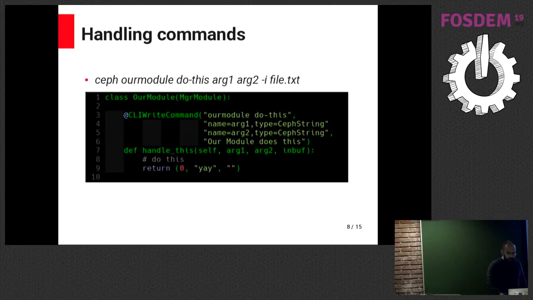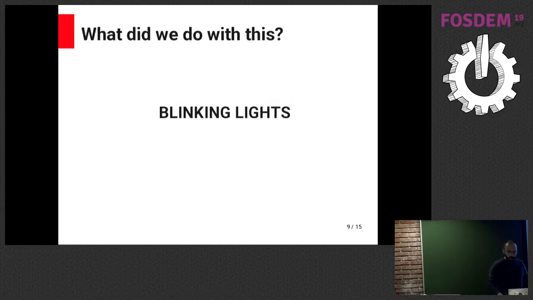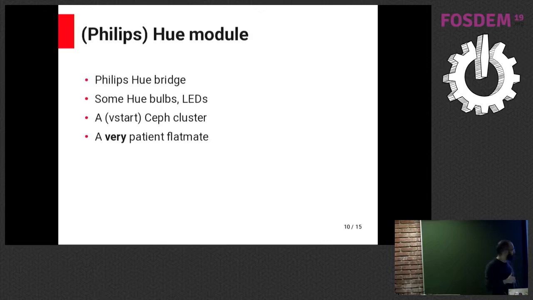The thing is, while I was trying to figure out how to get into understanding the plugins and whatnot, I had no idea what to do. So I basically made blinking lights. For that, I used the Philips Hue I had at home. I have the bridge here. I brought some LEDs. I have a vstart cluster, so this is not something that I'm using in production on anything yet. But I also had a very patient flatmate.